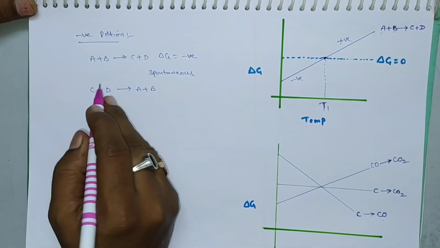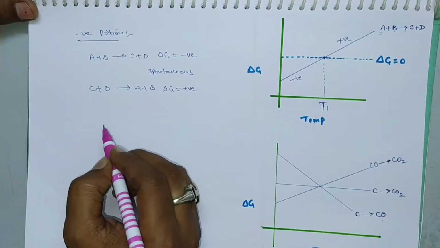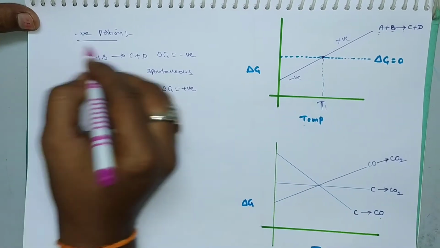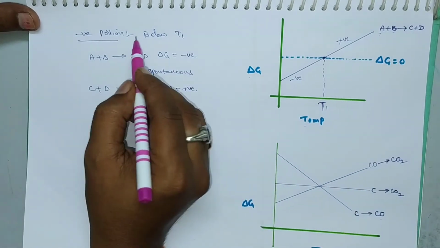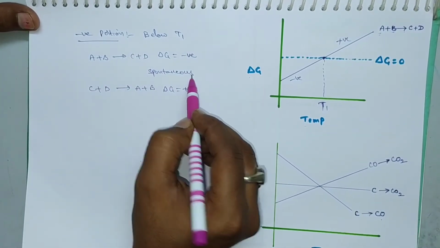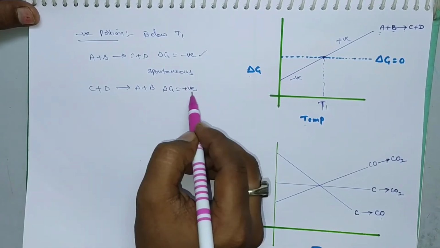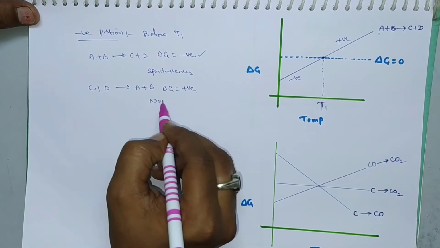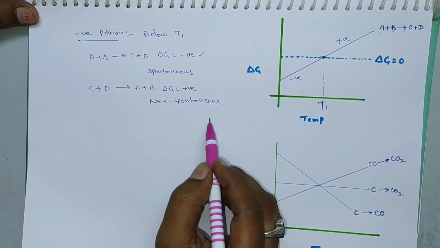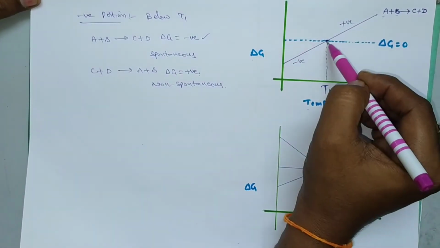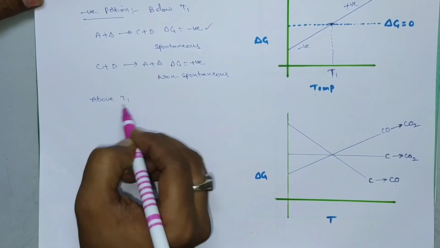This is the backward reaction. If the reaction is a backward reaction, then the delta G value will become positive. Below this particular temperature T1, that is the negative portion, the forward reaction is spontaneous due to negative delta G value. The backward reaction has positive delta G, which means it is non-spontaneous. Okay, clear?